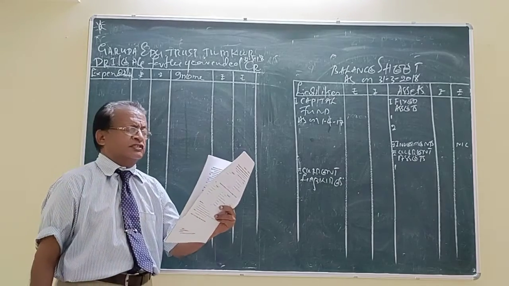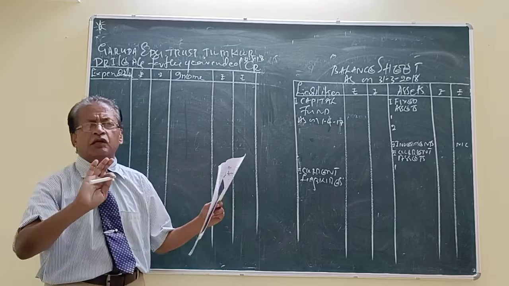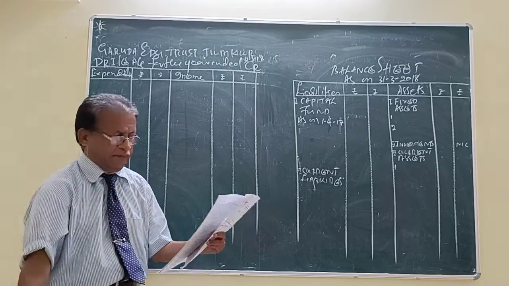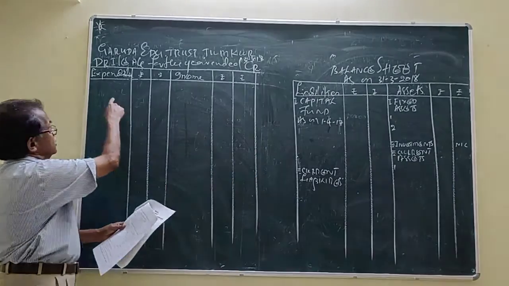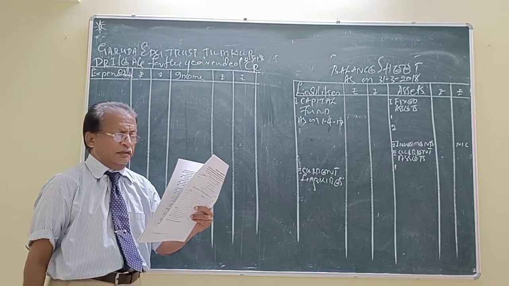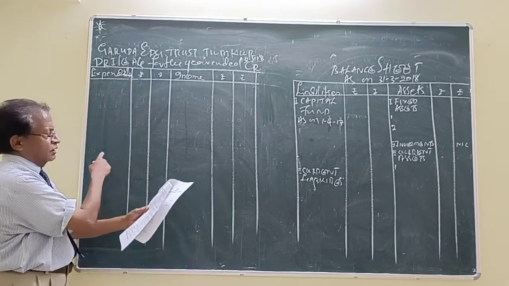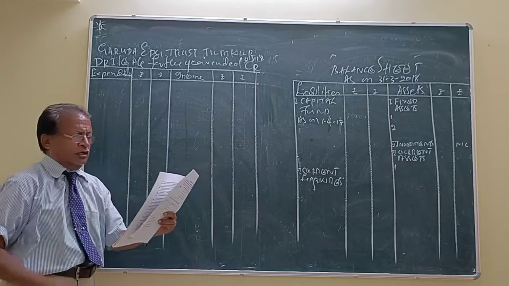Expenses 2016-17 belongs to the previous year. Rupees 5,000 should be ignored, should not be recorded because it is given separately. 2017-18 belongs to the current year. It will be debited to income and expenditure account because it is a revenue expenditure. Printing and stationery, it is also revenue expenditure, debited to income and expenditure account. Salary, it is also revenue expenditure, debited to income and expenditure account.